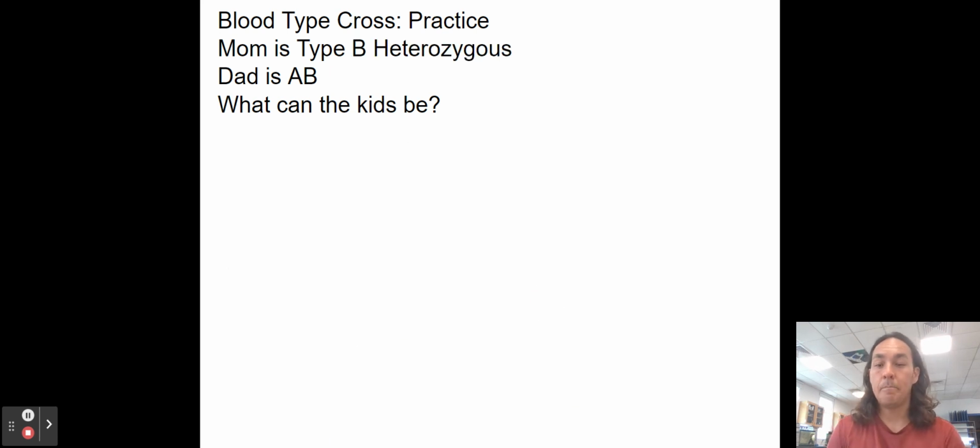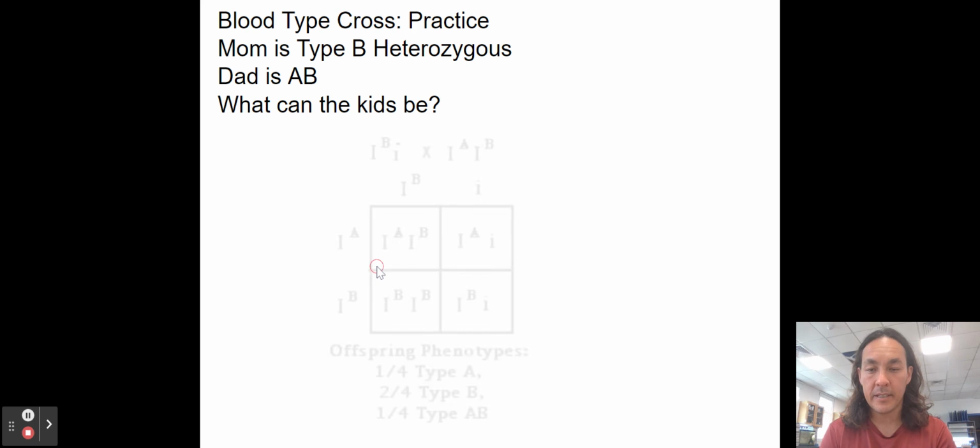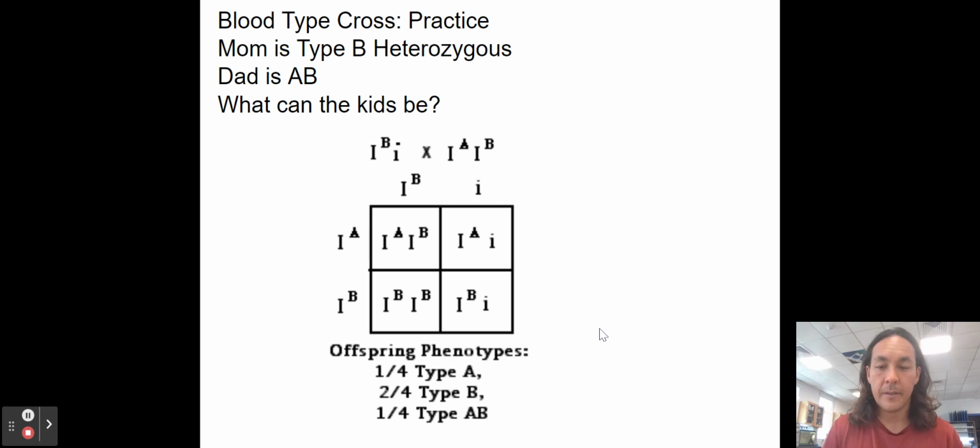All right, mom is type B heterozygous, and maybe you know that because you know that her mother, your grandmother, would be O, or granddad. Dad is type AB. What could the kids be? Here we go. Heterozygous B, homozygous, or codominant AB. So the children could be AB, A, BB, or B. So both of these would be B.